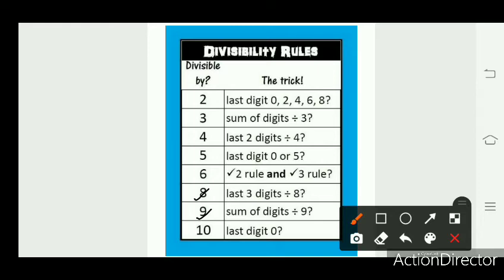The divisibility rule of 9 says that if the sum of the digits in a number is divisible by 9, then the whole number is divisible by 9.